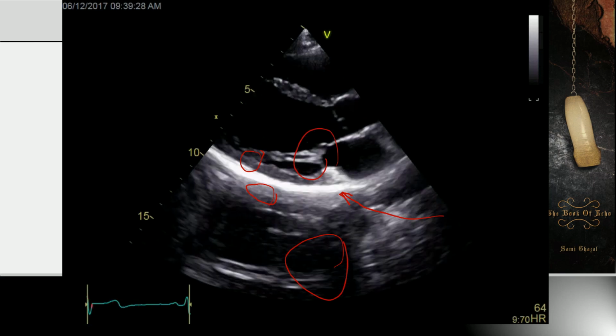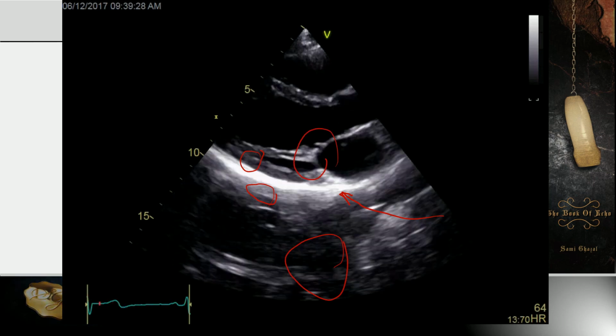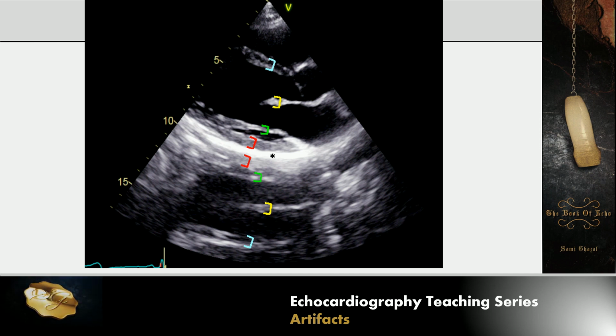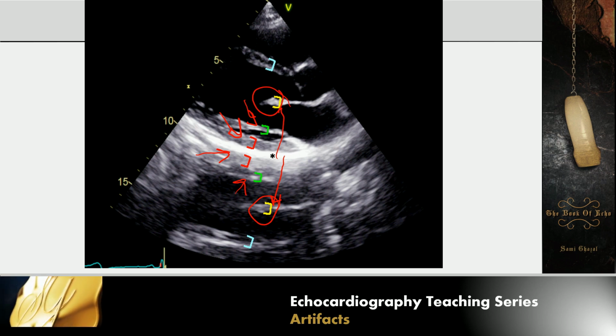And then to go one by one and to make sure it is a mirror image artifact, look at that illustration. This is the infralateral wall here, and this is the infralateral wall artifact. And this is a cord artifact, or papillary muscle artifact. Anterior mitral leaflet is here, anterior mitral leaflet is here. So the distance between the reflector and the object is the same as between the reflector and the artifact, and the motion is in the opposite direction.